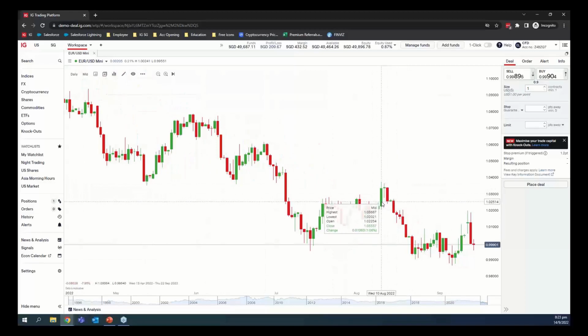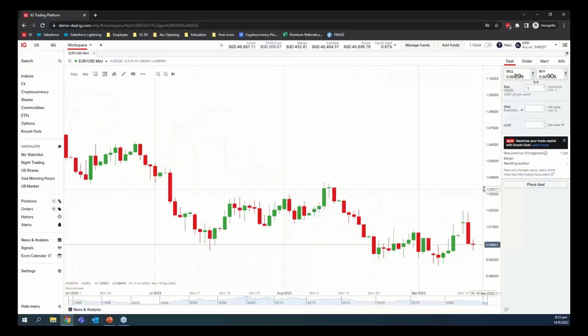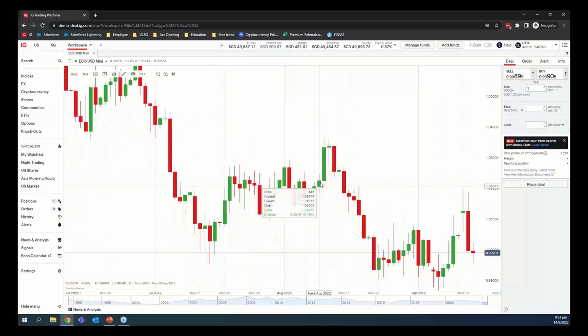So a green candle means that prices open over here, at the bottom of the body, and closed higher. You see two very fine lines over here. This is the low of the day, and this is the high of the day. And if it's a red candle, it basically means that prices open at the top here and closed below. Again, the upper wick is the high and the lower wick is the low. Okay, so this is the order ticket.